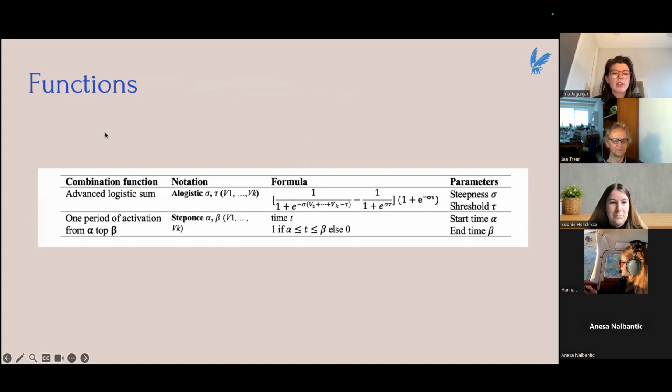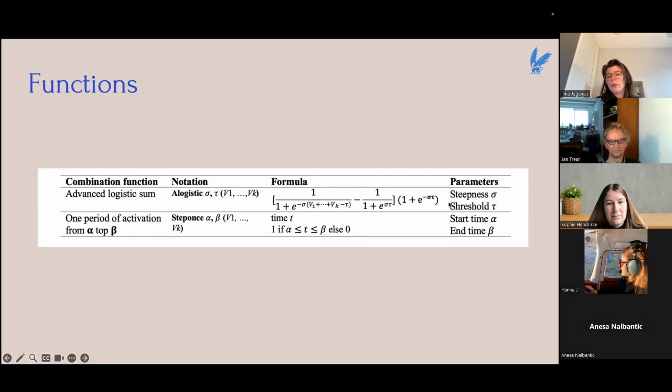I used the advanced logistic sum, and I used the step 1 function. So here you have the notation of them, and here's the formula. What the advanced logistic sum does is combine multiple inputs into a single output, because it takes the average of them. It also has 2 parameters: the steepness and the threshold. The steepness decides how powerful the effect is. If it's more steep, it will be a more powerful effect, and if it's less steep, it has a less impactful effect. And I use this to manipulate the results of my simulation.